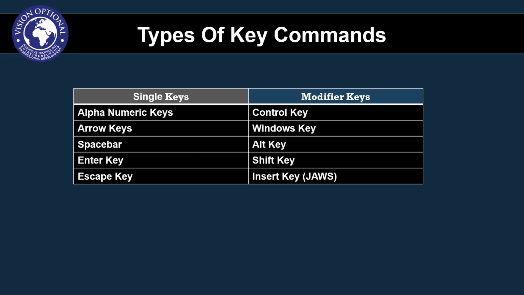Now, if, for example, we wanted to capitalize the letter K, we would hold down the Shift key and tap the letter K. So Shift in this case would be our modifier and the letter K would be the activator. Key combinations include one or more modifier keys and one activator. So remember that when you're using a key combination, the modifier key is the key that you hold down and the activator is the key that you tap to perform the desired action.